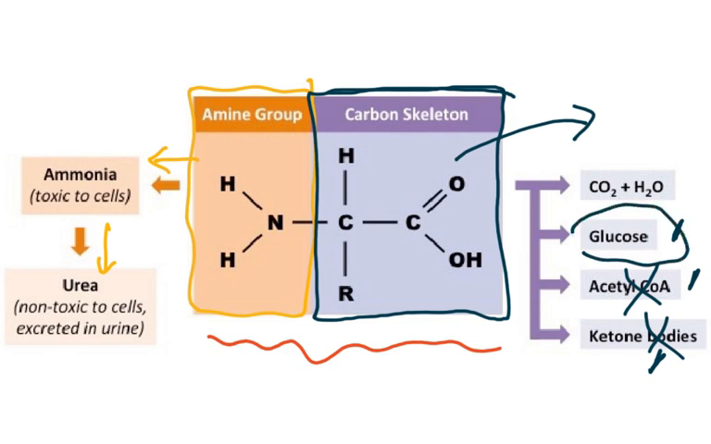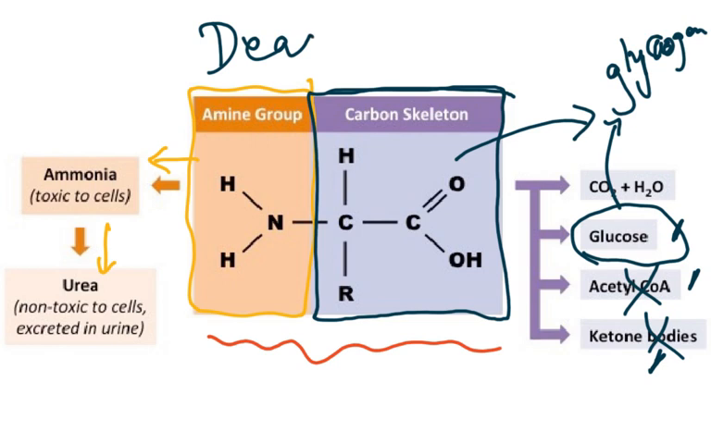So it's converted to glucose. And then this glucose is either respired or it is converted to glycogen and it is stored in the body. So either this glucose will be respired or it will be converted to glycogen and stored in the body. So this is called deamination.